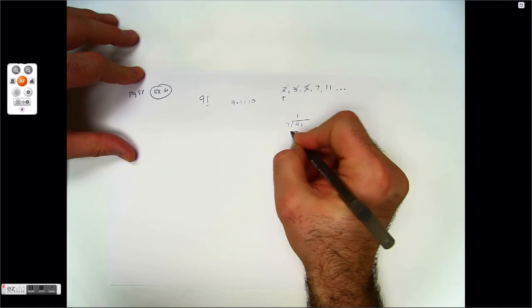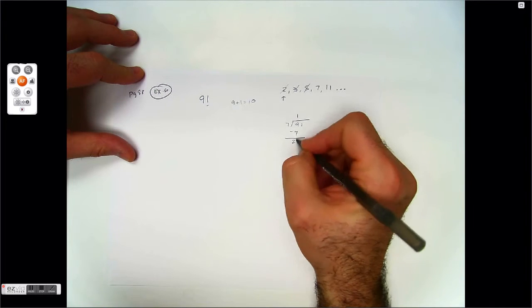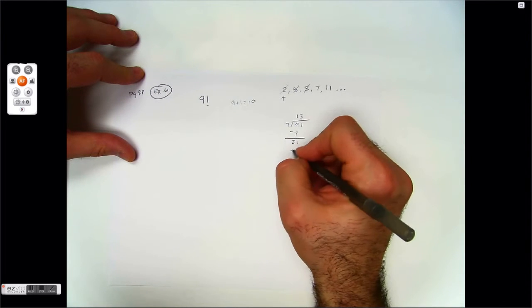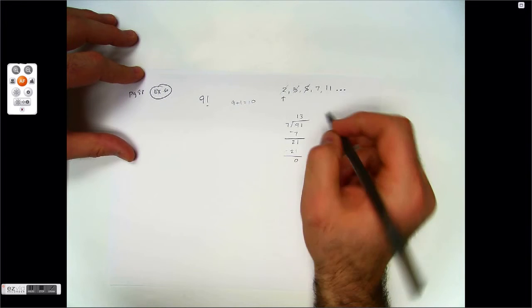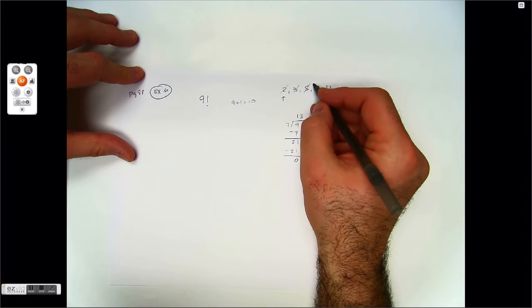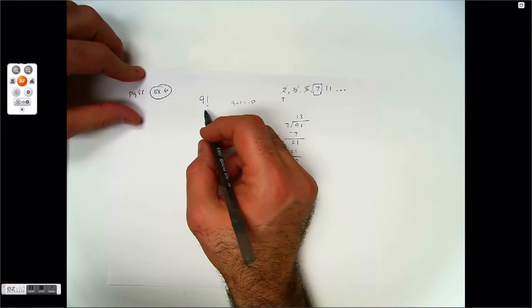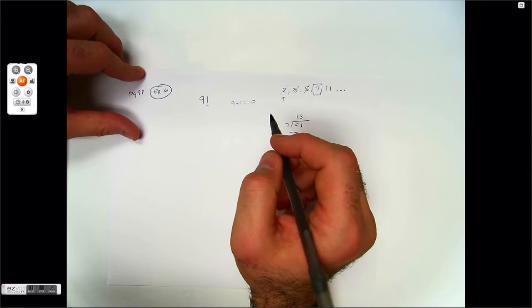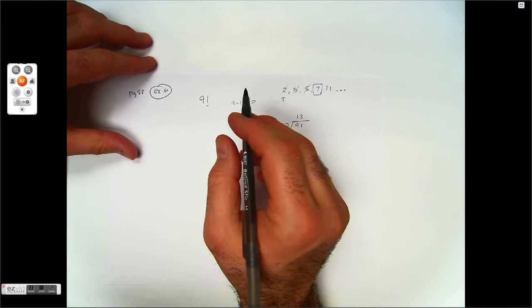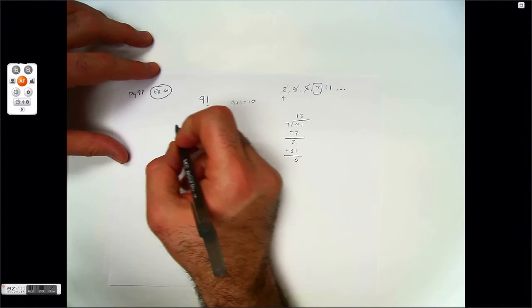Let's try 7. So 7, just try it. 7 goes into 9 once. Subtract, get 2, drop the 1. 7 goes into 21, 3 times, 21. 7 does go into 91. So we know that if we break this number down, 7 goes into it.